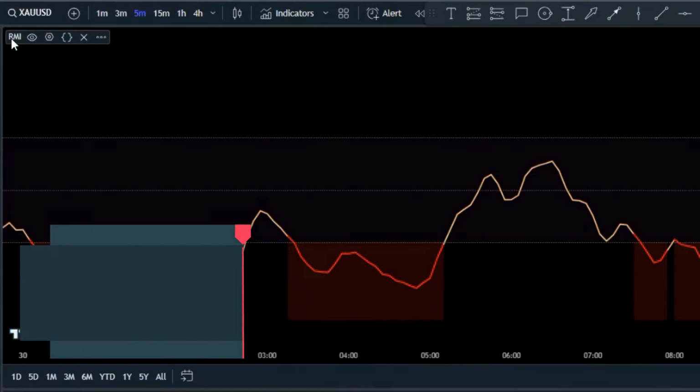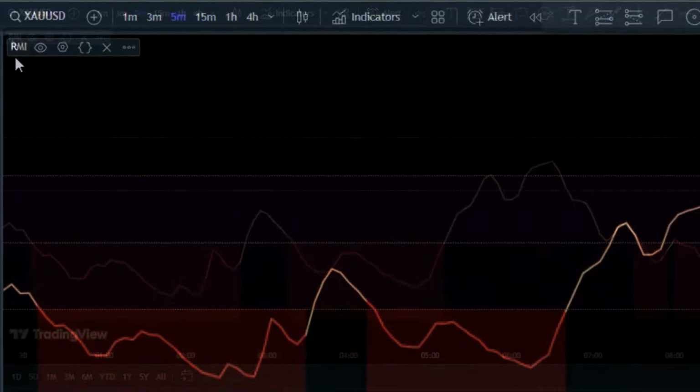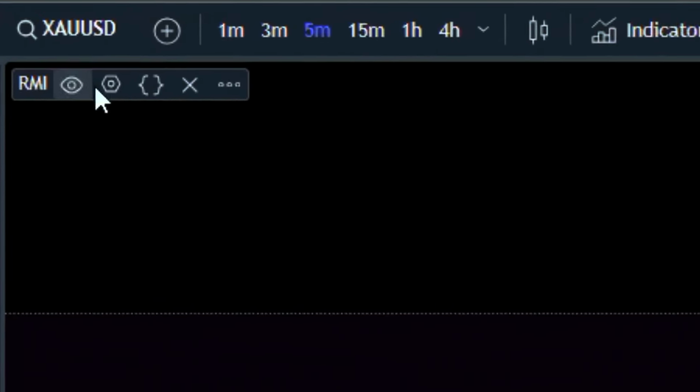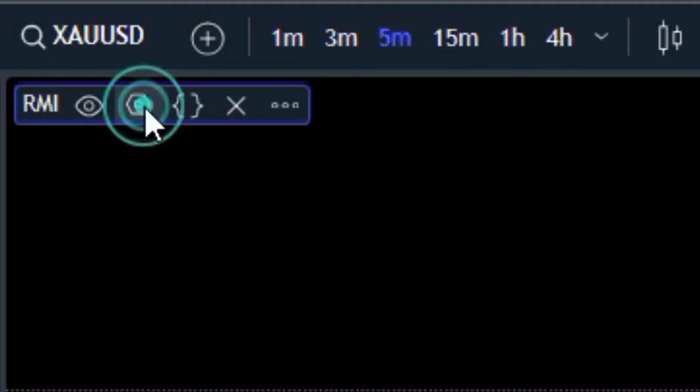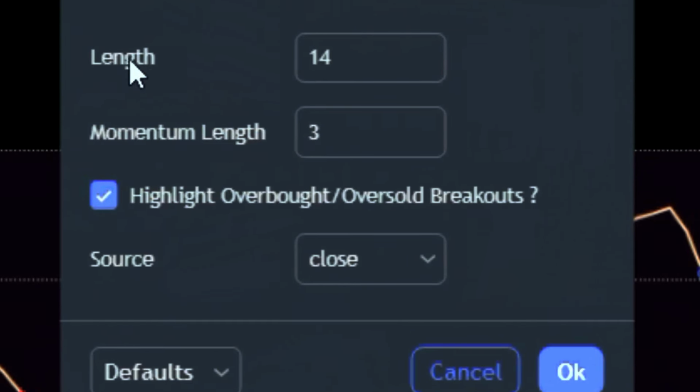To optimize the relative momentum index, or RMI indicator, we'll need to adjust its settings, and here's how you can do it on TradingView. Start by locating the RMI settings menu on the platform. Once you open the settings, we'll focus on the input and style tab. In the input tab, set the length to 14 and the momentum length to 4.